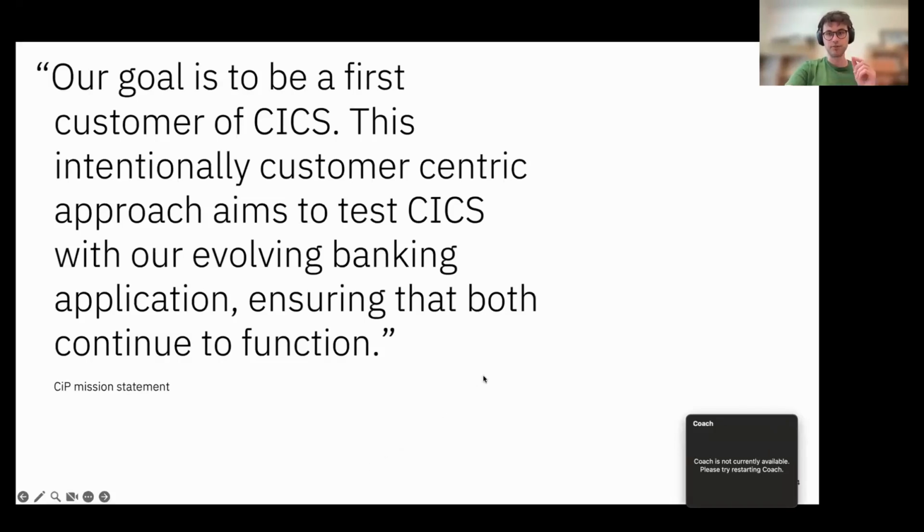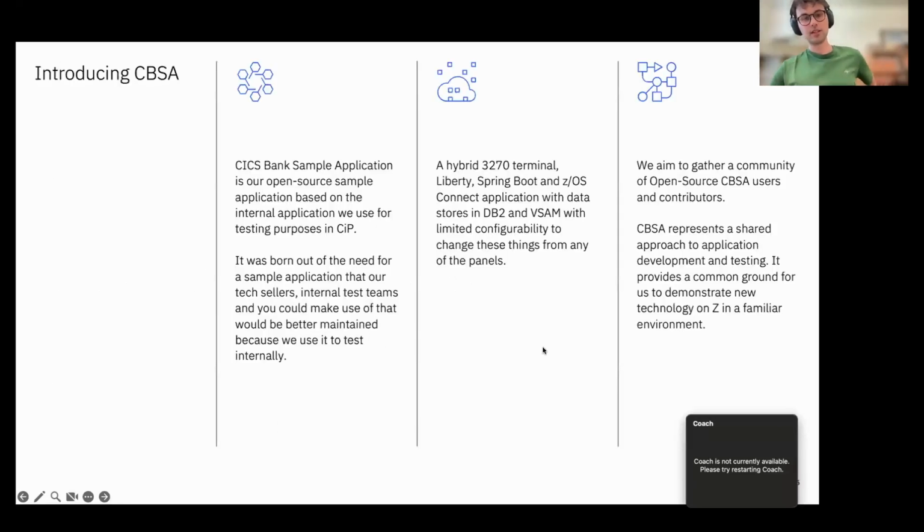And one of the most important clauses in that is ensuring both continue to function. We really want to ensure that our application that we run as a production system stays functional, stays secure as we roll out new versions of CICS without interruptions to the service. So if we go on to the next slide.